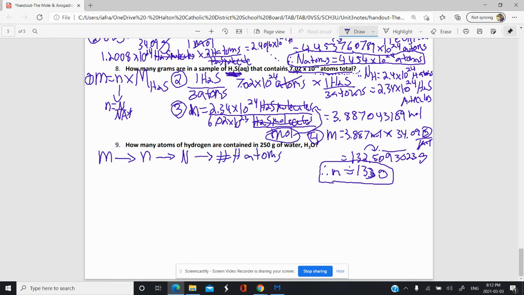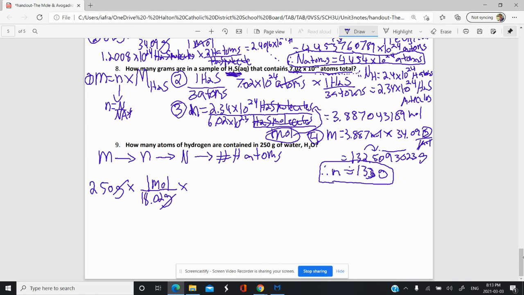That's our plan. So we're going to do 250 grams times our conversion factor of molar mass, which is grams per mole. So we're going to have grams at the bottom, 1 mole on top. And the molar mass of water is 1.01 times 2 plus 16, 18.02. That crosses grams out, we're with moles.